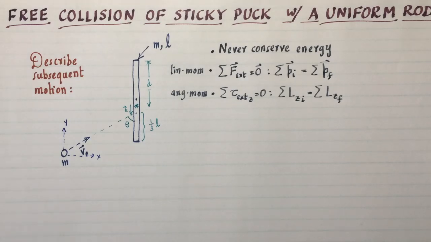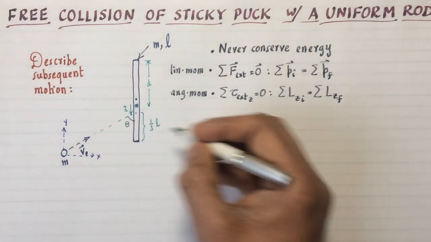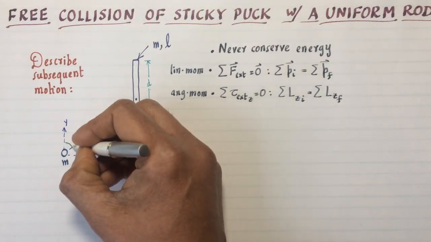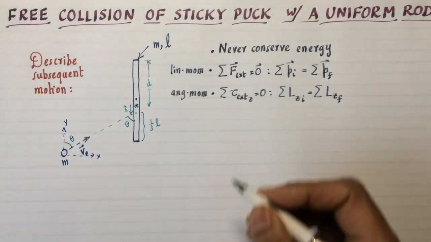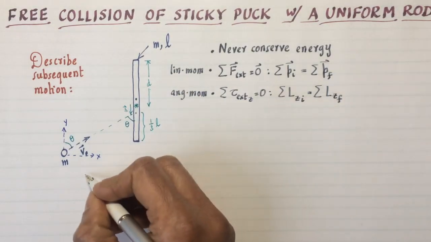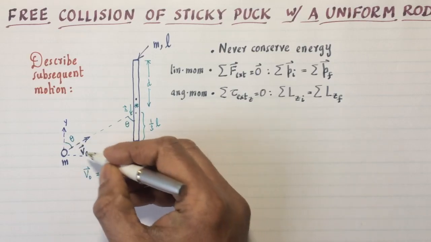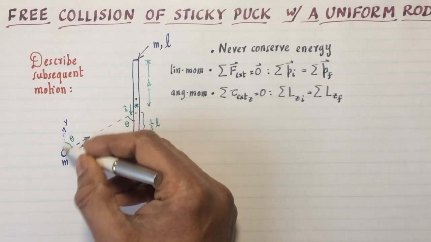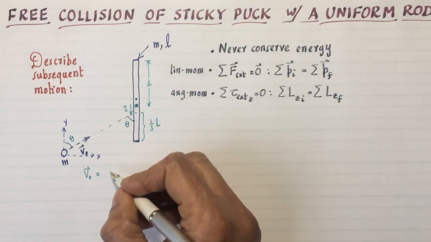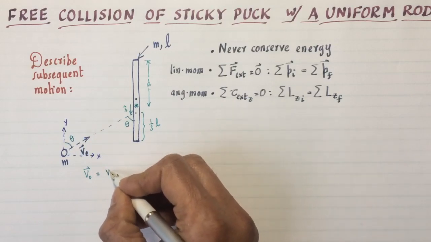Let's start with the linear momentum. That's theta there, so that is also theta here. Let's write down an expression for the initial velocity v naught using this theta. Remember, the y component is adjacent, so the y component is going to be cosine, and the x component is sine.